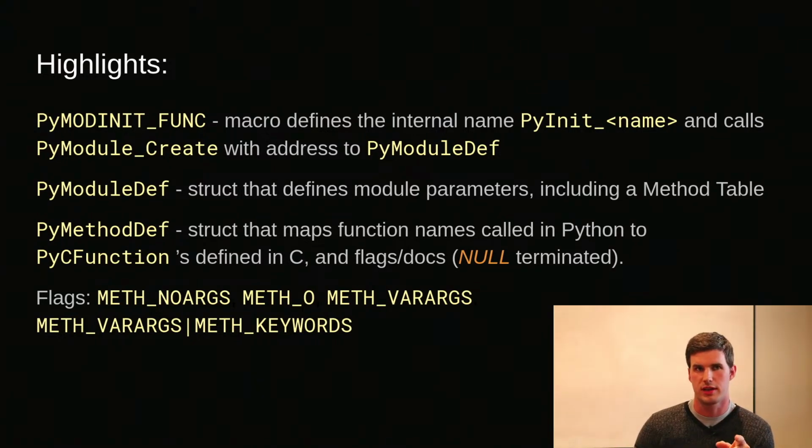And then PyModuleDef is a C struct that defines your module parameters and includes that method table. The method table is a struct that maps function names to call in Python, and it's null terminated. Some of the other flags that you have available for those function calls are METH_NOARGS, METH_O, METH_VARARGS, and METH_VARARGS | METH_KEYWORDS. Those are for no arguments, one argument that's an object, variable arguments, and variable arguments with keywords. So it'll either pass one object, a tuple, or a tuple and a dictionary.